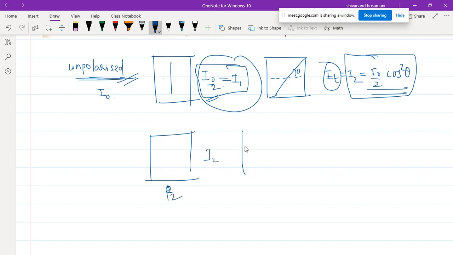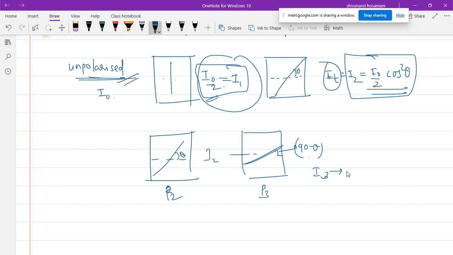That light is again passed through the third polarizer, that is P3. Its angle is given with respect to the horizontal line. He has given this angle as 90 minus theta. What is the output I3 that is coming out of this one?